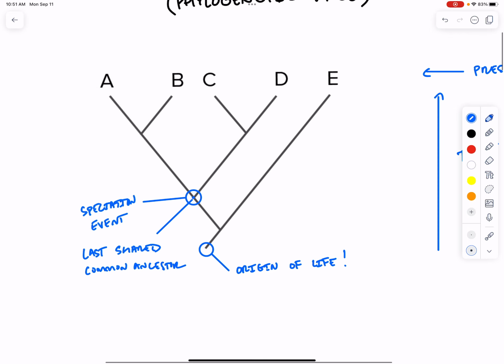So basically that means that A, B, C, and D shared a great-great-great-great-grandparent, and that grandparent was right here. And then they went off in different directions. So if you were to make an analogy to a family tree, maybe A and B are siblings, and C and D are siblings, and if you traced back to their last shared common ancestors, you would find their grandparents right here.